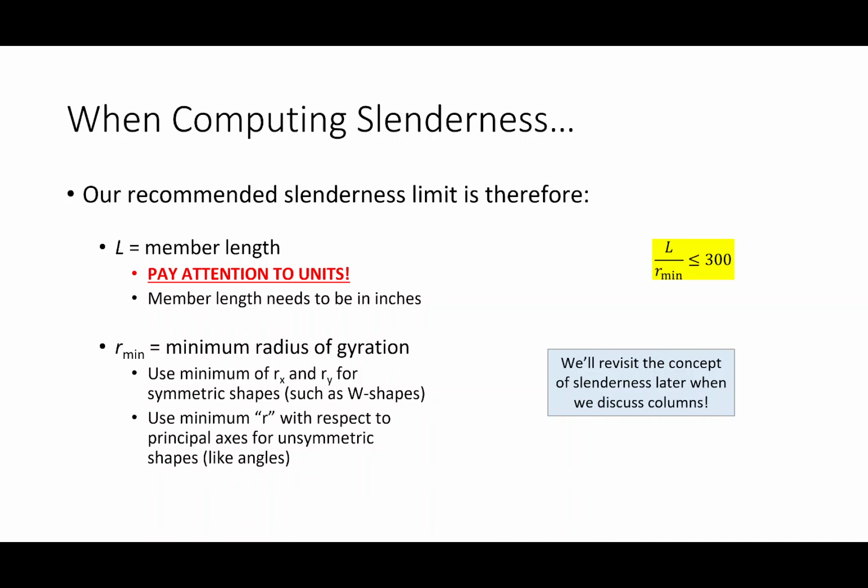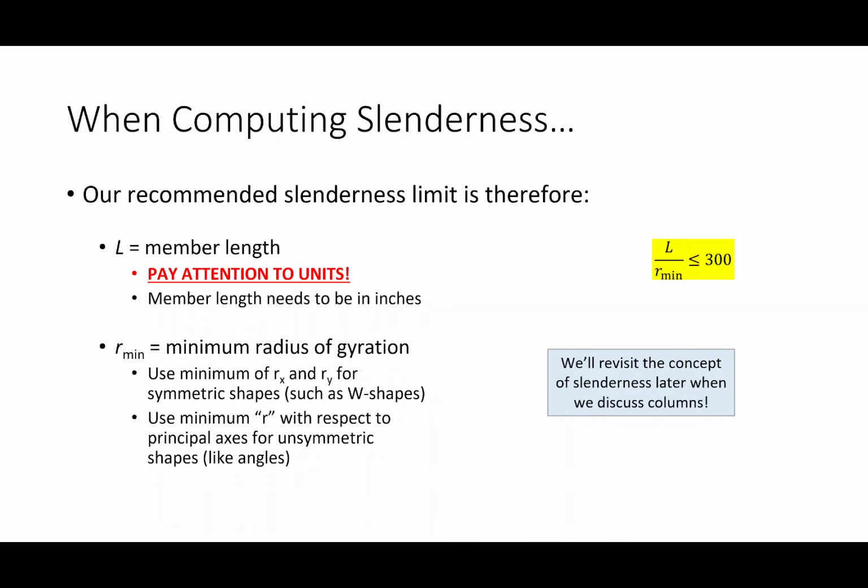L is the member length, and I would just say pay attention to units, okay? Because if I have a brace in a frame, how long would you say that is? What units would you use to say how long that is? Feet, right? You might say it's 30 feet long, 40 feet long. Whereas the radius of gyration is going to be expressed in inches, okay? And L over r needs to be unitless. It is a dimensionless quantity.